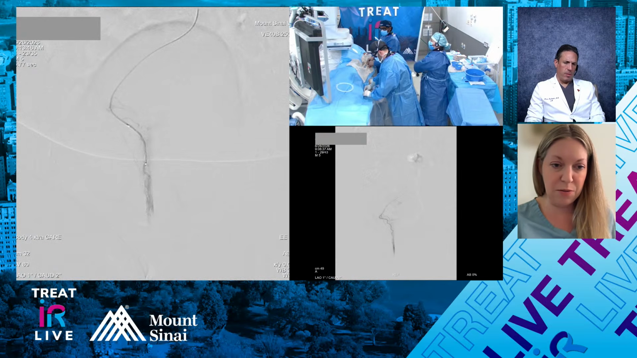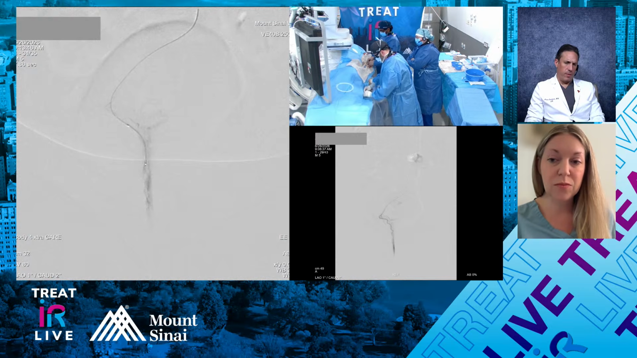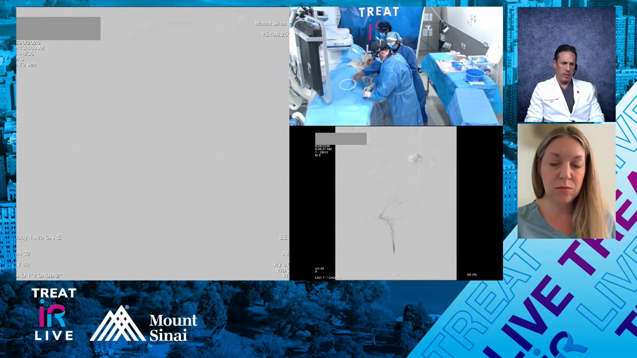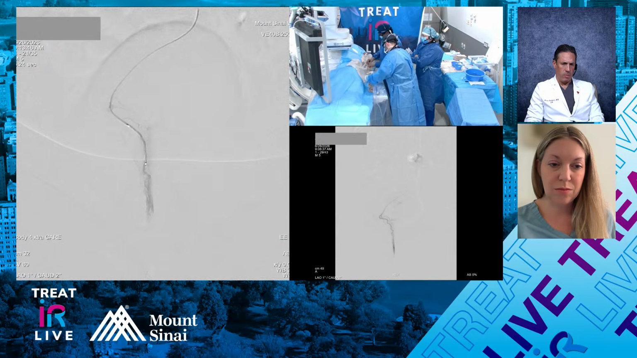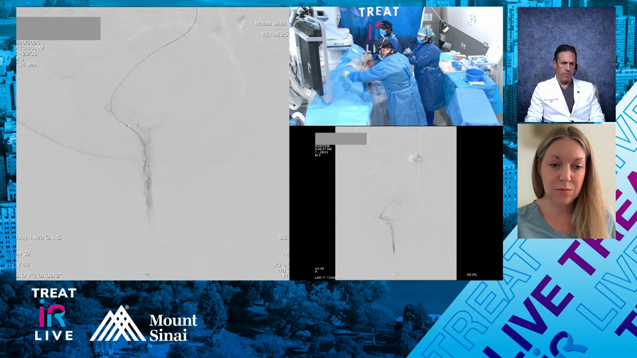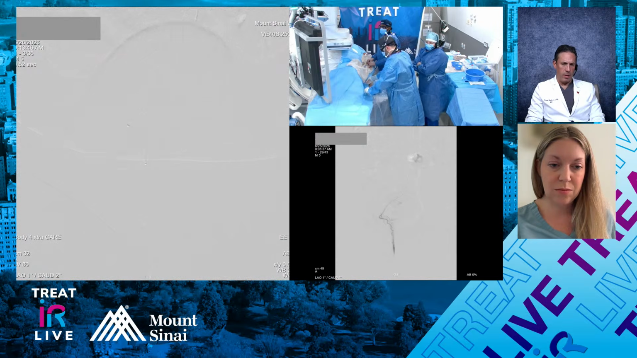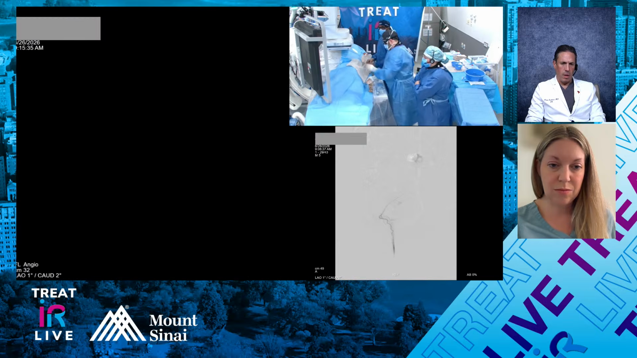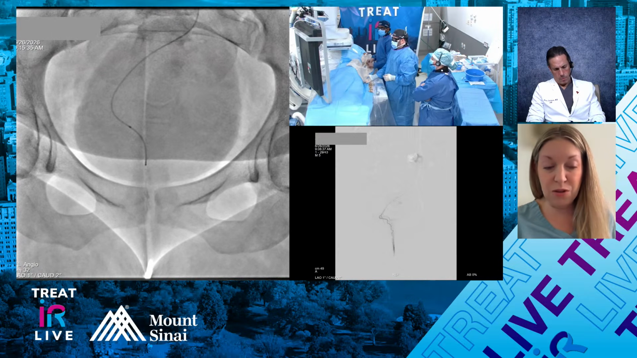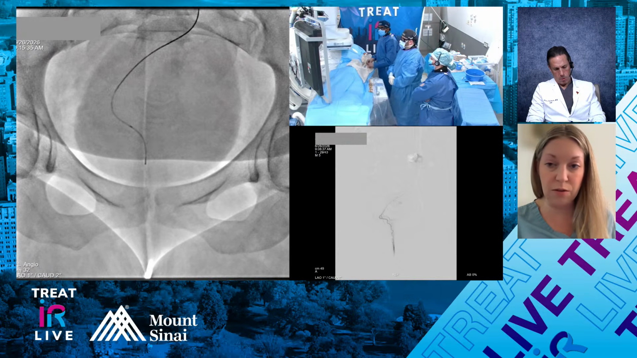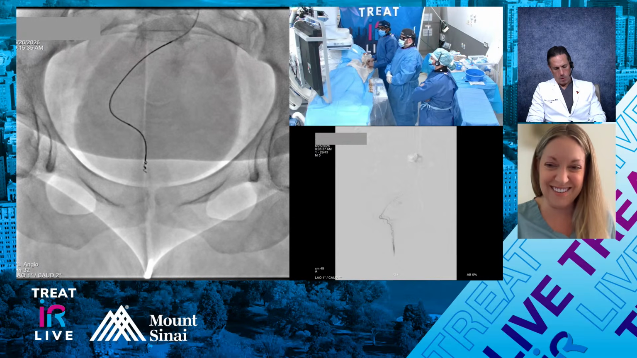What does everybody think about the choice of detachable versus pushable? Because we're going to be using a lot of coils in a case like this. So how do we navigate the cost of these higher level coils versus the number that we have to use? What do you guys think about that? Honestly, I think pushable would be fine too. I mean, at UCLA, we use the most expensive way we can.